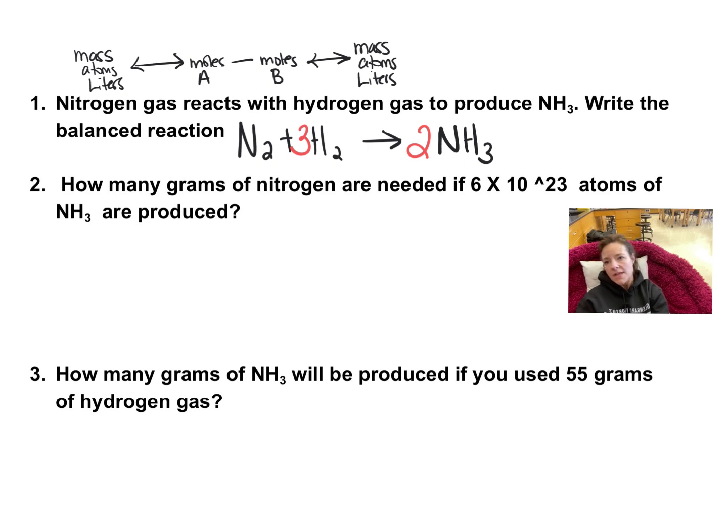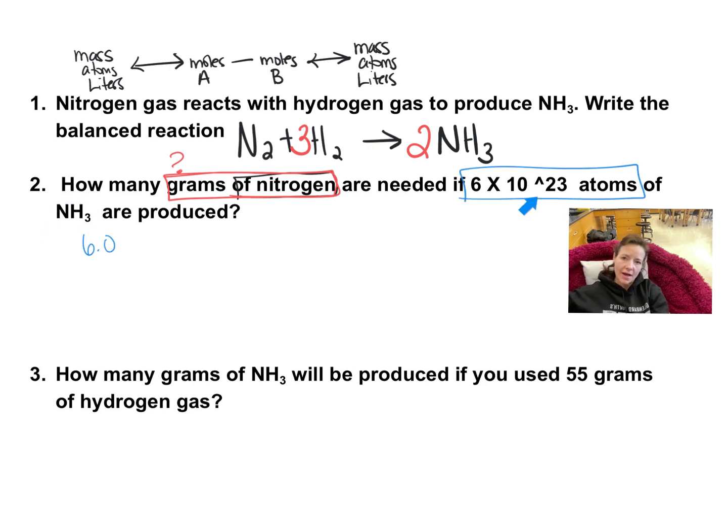So this question says, how many grams of nitrogen are needed? So we have to start with the nitrogen. And we want to figure out how much nitrogen. And we have 6 times 10 to the 23rd atoms of NH3. So if I look at this problem, I'm starting with atoms. So I'm going to start all the way over on the left side at atoms. And I've got atoms of NH3. And I have to get to grams of a different material.